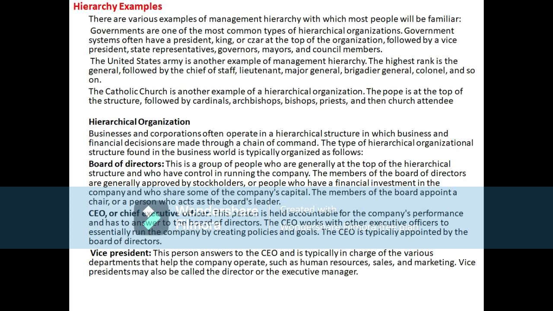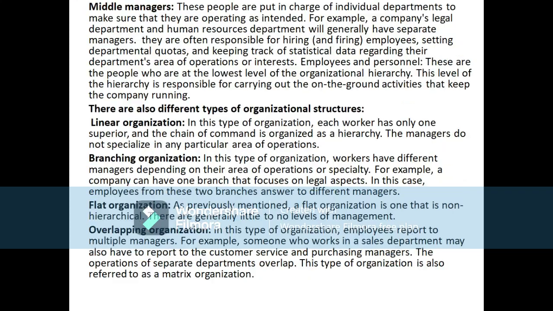This person answers to the CEO and is typically in charge of various departments that help the company operate, such as HR, sales, and marketing. So he oversees all the different functions of the departments. Vice presidents may also be called a director or an executive manager.